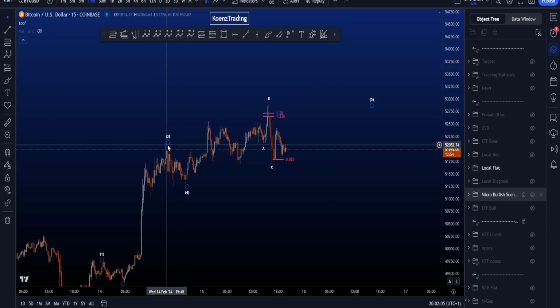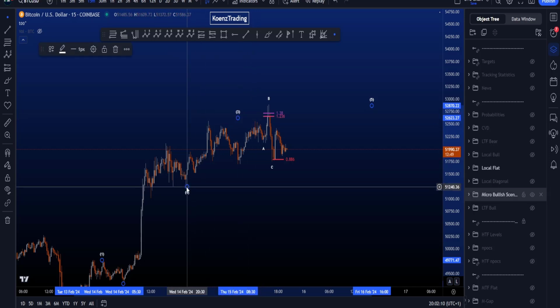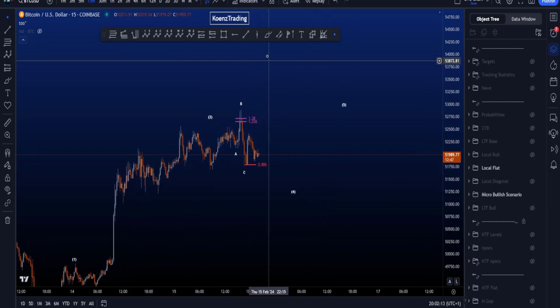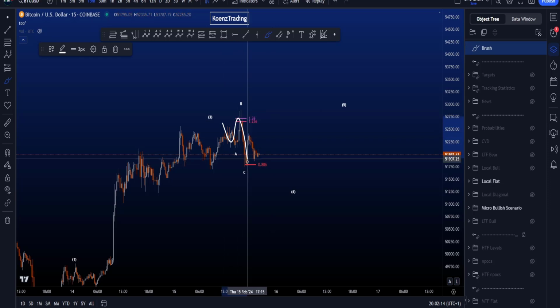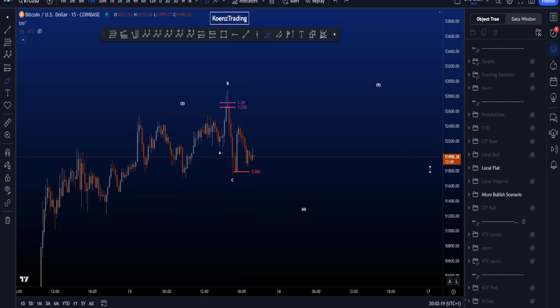Another option is that we move this wave 3 either to the right here or even all the way to the right over here, and we are still looking for a wave 4 to the downside, where we have a flat structure over here to the downside in a wave A, B and a wave C.